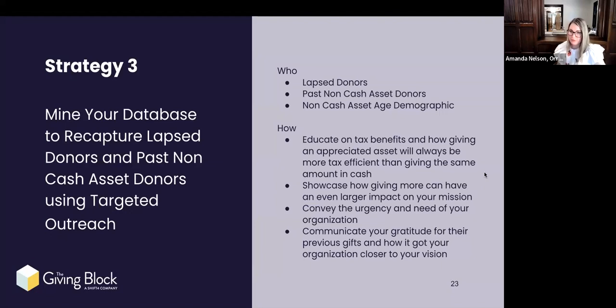And then finally, a theme throughout all of this with your current donors is the importance of stewardship and gratitude. We know that when it gets really busy at the end of the year, it's hard to make those calls.